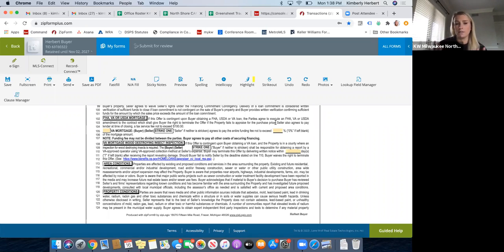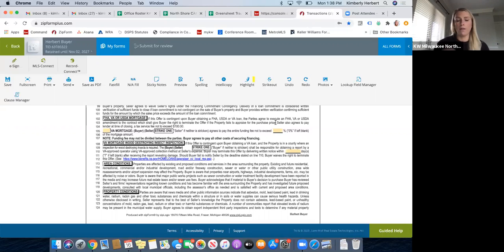So just know that it's just an additional piece of paper that all parties would need to sign if it's an FHA, USDA, or VA loan. This is important to keep in mind, especially if you're representing a seller, so that they're aware, hey, buyer's FHA loan, this is what it means. They can terminate the offer if it doesn't appraise.